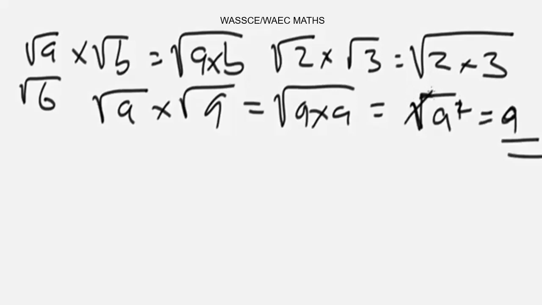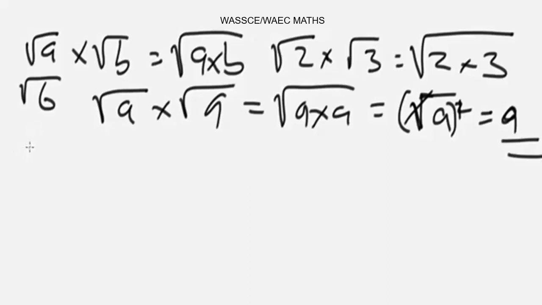So it's advisable that before you cancel, enclose it with a bracket like this. So the square, we cancel the square root. Okay, now that's the first rule of sorts. When you have two values multiplying each other, you break them, the two values together in a single bracket. Okay, now let's look at the second rule, which is the division rule.